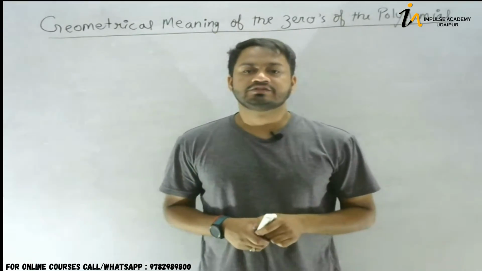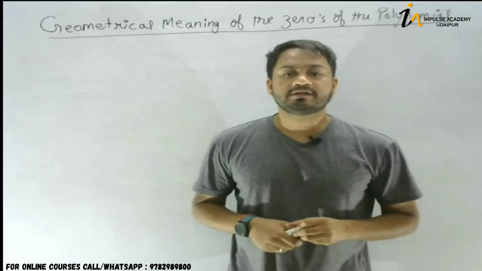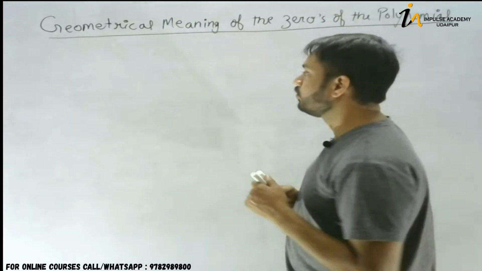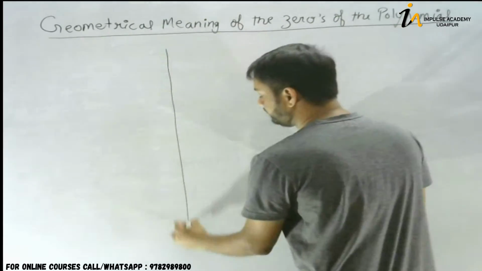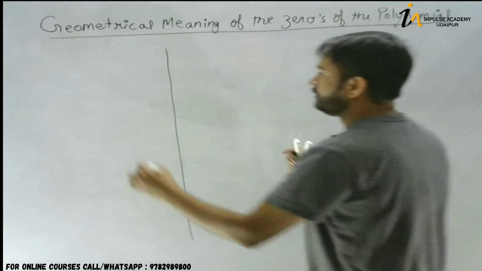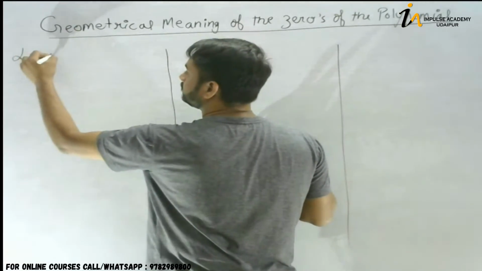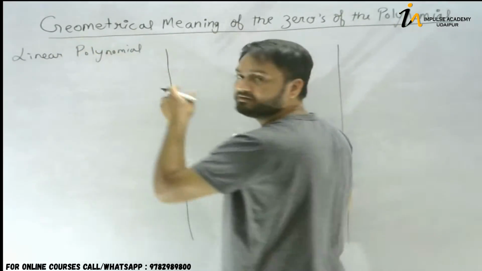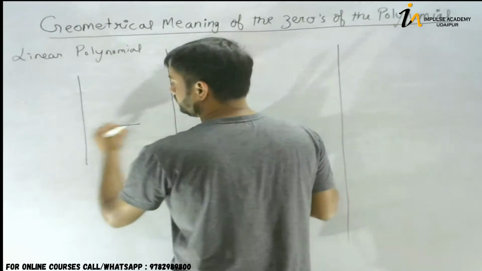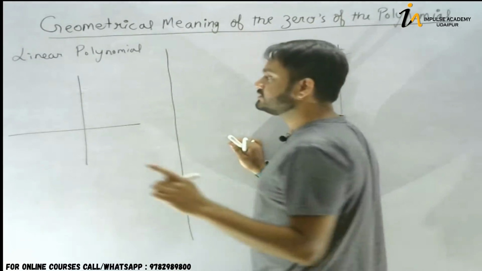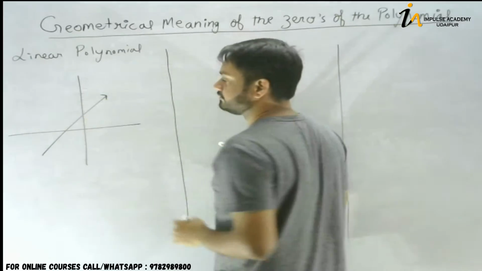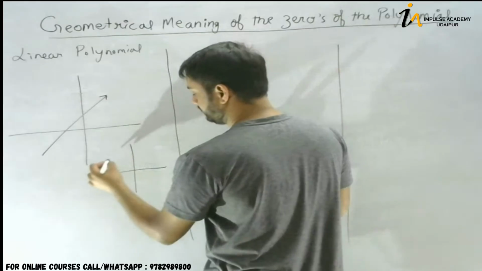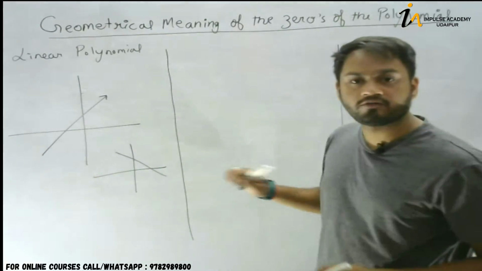Geometrical meaning of the zeros of the polynomial. Okay, now what will be the geometrical meaning? Geometrical means on the Cartesian plane. So now what is the Cartesian plane? If we see that in the case of a linear polynomial, if we draw a graph, what will happen? This will be something like this, and it will always be a straight line.